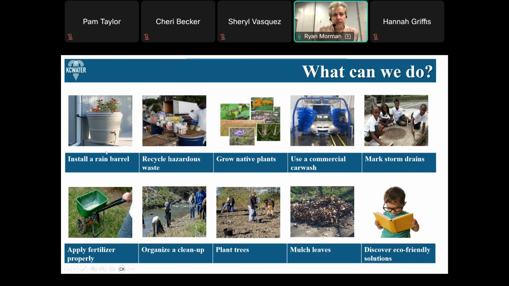Some of these take a little bit more effort, but if you're able to have a rain barrel, if we're able to capture rainwater from our downspouts, just think about if every home in Kansas City or every home anywhere had one rain barrel capturing rainwater from their gutters, that's going to cut down on runoff. And then you can repurpose that water for your garden.